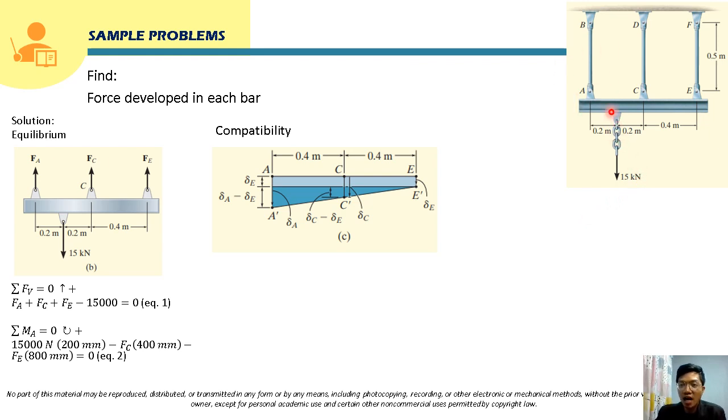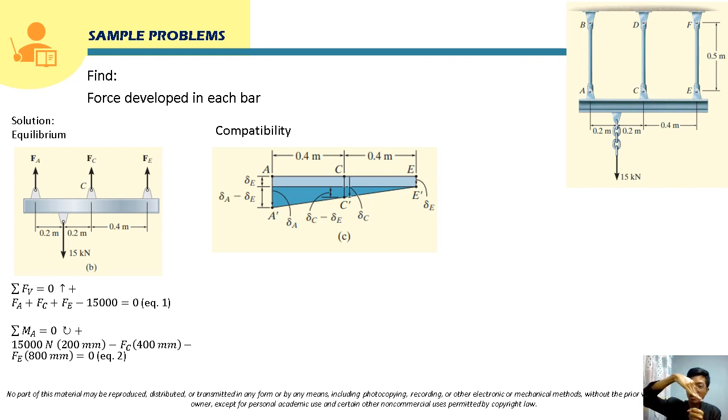So in this case, this bar, member AE, will be pulled down by 15 kilonewton. So what will happen, class, this bar will be displaced this way, right? Upon application of this load, it will be displaced this way. That displacement is illustrated here. This is the original position of point A, point C, and point E. But upon application of this load, point A will be displaced to point A prime, point C will be displaced to point C prime, and point E will be displaced to point E prime.